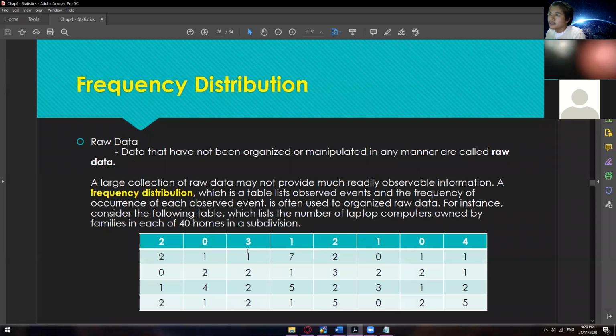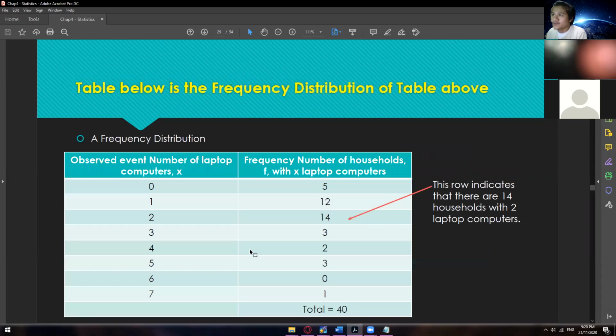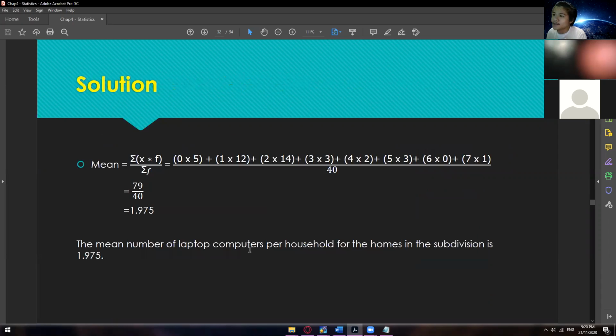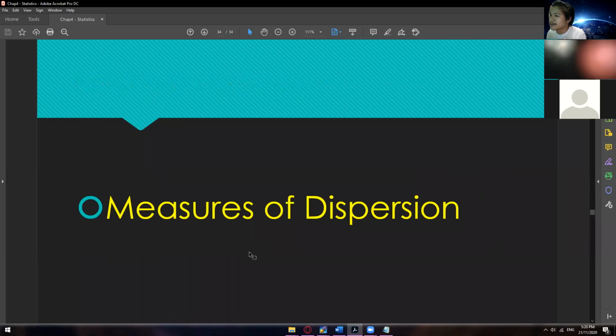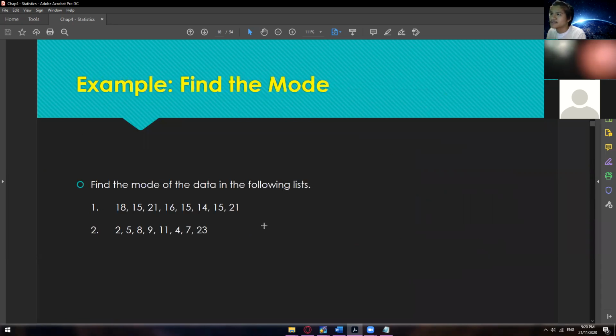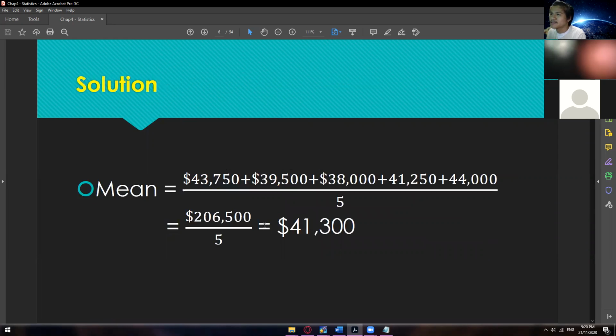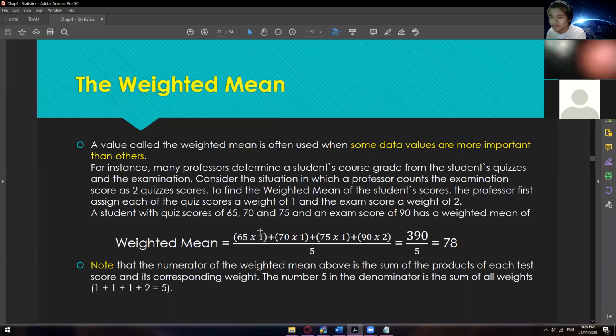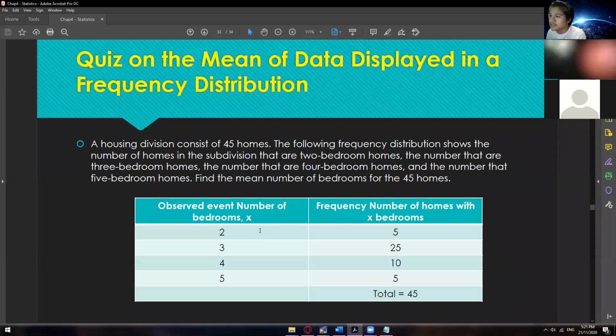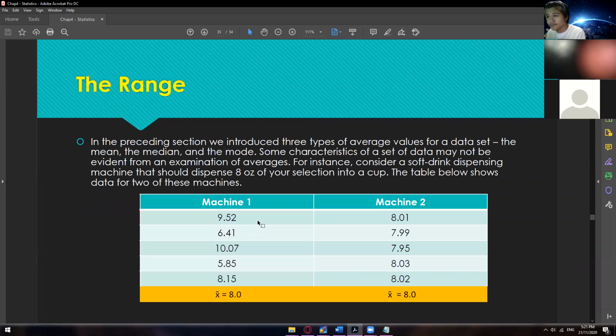All right. And then the next one with frequency distribution is the measures of dispersion. If you're not satisfied with the answer that you get from the central tendency, we have another one, which is the measure of dispersion. Under measures of dispersion, we have the range.